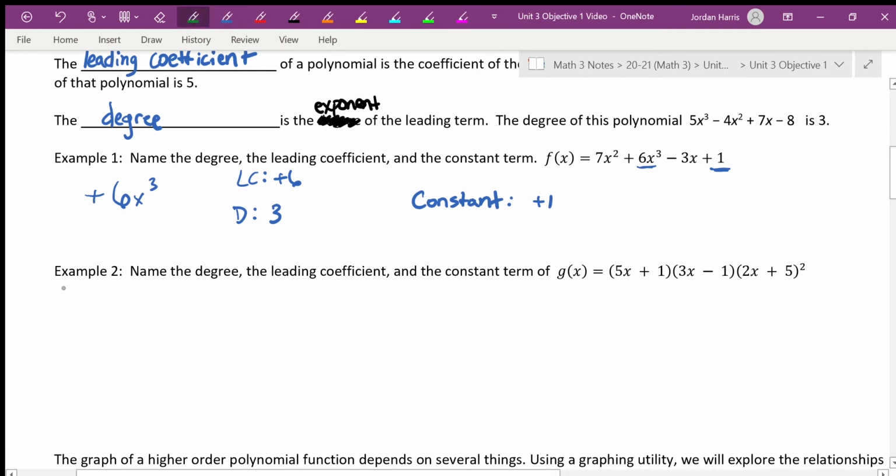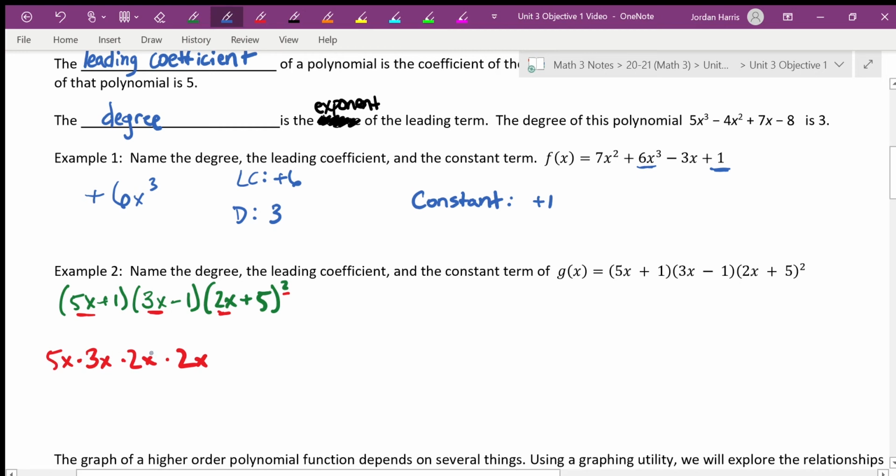Ooh, so hopefully you know how to multiply out different things. Okay, we don't want to multiply out the whole thing. We kind of want to look at the leading pieces. So what we're going to do is take the highest degree of each part. Notice this is squared, so you got to take that into account. And I'm going to multiply them together. So 5x, 3x, 2x, and 2x again, because there's 2 of them. When I multiply all those together, I will get my leading term.